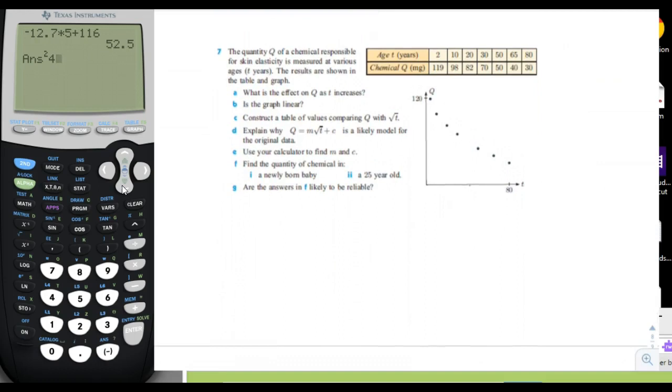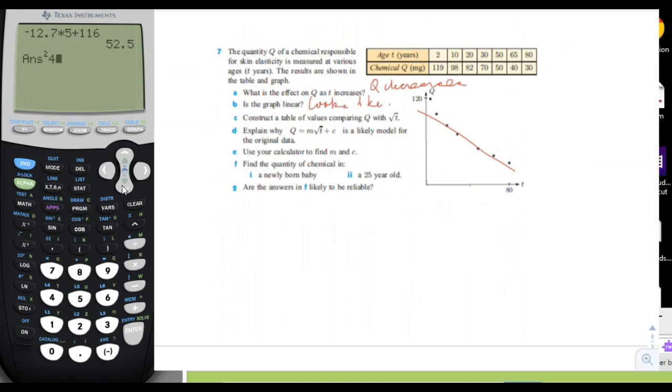The quantity Q of a chemical responsible for skin elasticity is measured at various ages, T years. The results are shown in the table and in the graph. What is the effect on Q as T increases? Looks like Q decreases as T increases. So we'll say the effect on Q is Q decreases. Okay. Is the graph linear? It looks pretty linear, right? Looks like it.